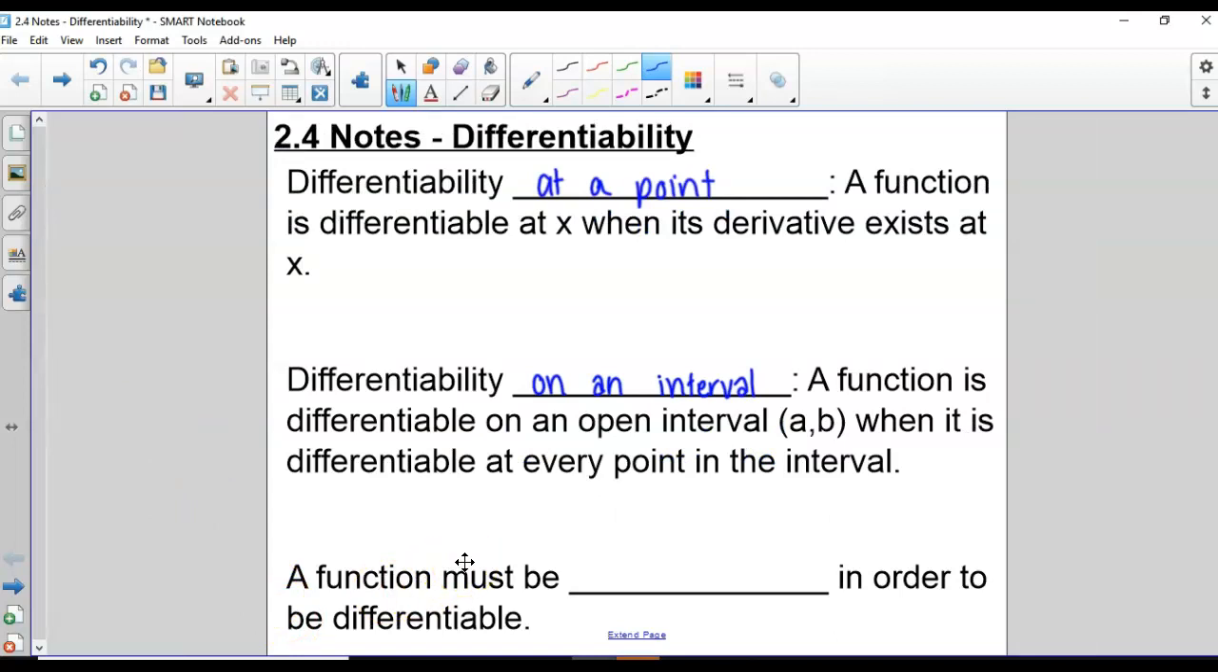One of the most important things that you can remember about differentiability is a function must be continuous in order to be differentiable. And so, if you have any type of discontinuity, if you have a hole in the graph, if you have a jump, if you have a vertical asymptote, then the function is not differentiable at that point. It has to be continuous first before you can even check to see if it's differentiable.